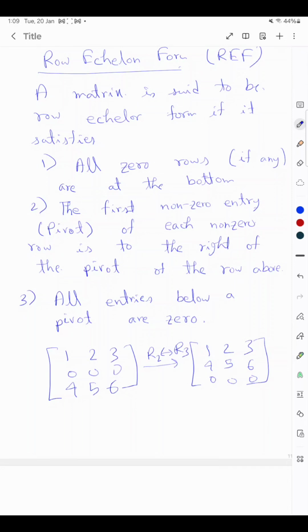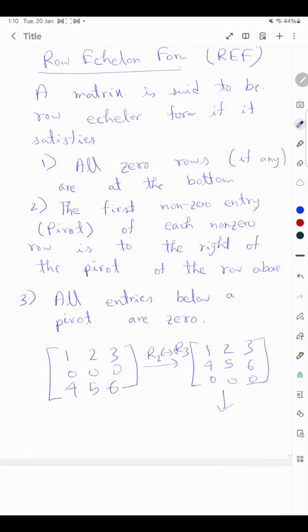Now you see, what is a pivot? The first non-zero entry of each non-zero row. Suppose this is your first row, a non-zero row. So what is the first entry? Obviously this one. That type of element is called a pivot, right? According to the third property, all the entries below the pivot should be zero. So obviously you have to make this element 0.